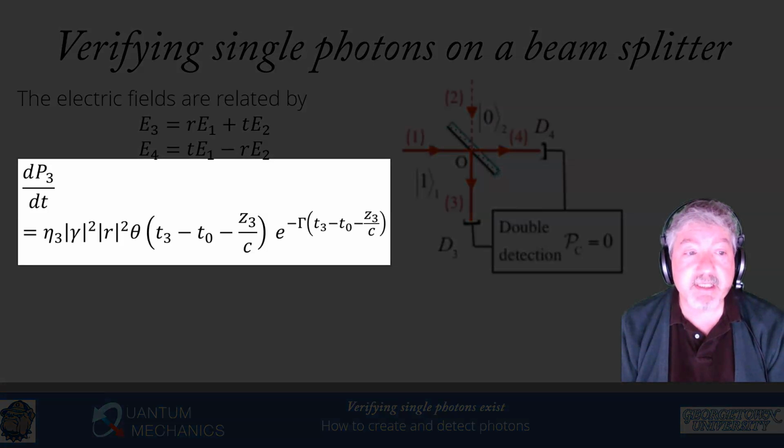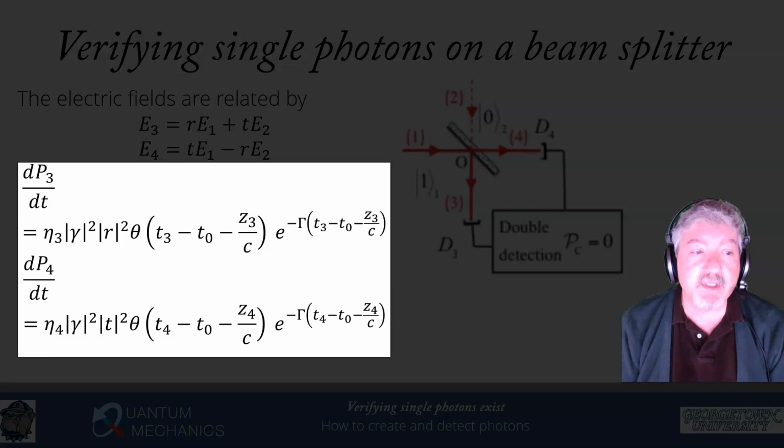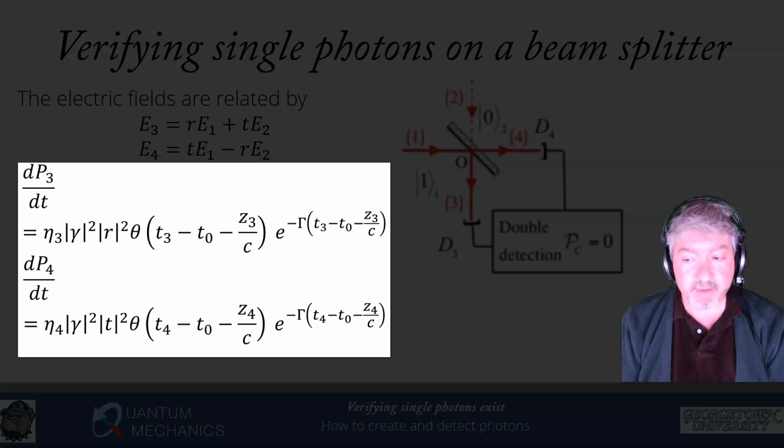We just plug in that calculation that we did before. We have this quantum efficiency eta 3. We have that extra probability gamma squared. We then are going to get the square of the reflection amplitude, little r modulus squared. We get this theta function, and we get this e to the minus gamma times t3 minus t0 minus z3 over c. We get a similar formula in the fourth channel, with just the 3's being replaced by 4's, the r squared being replaced by a t squared, and the efficiency being replaced from eta 3 to eta 4.